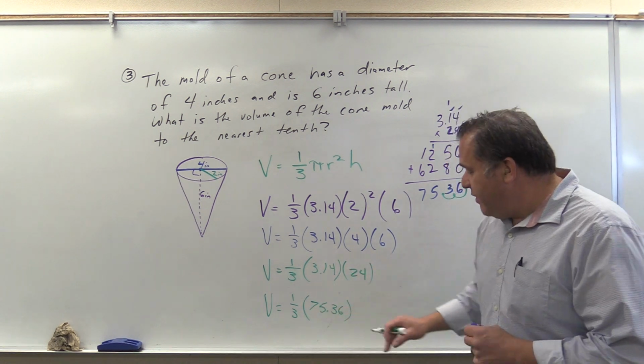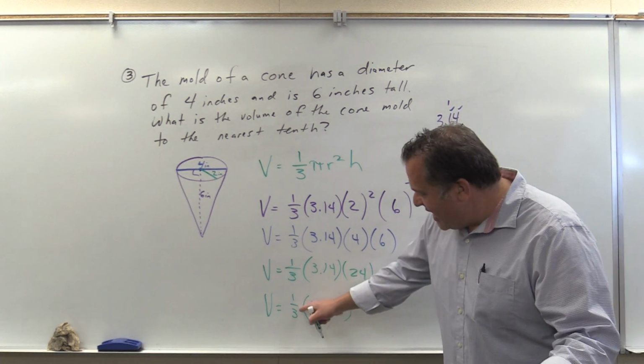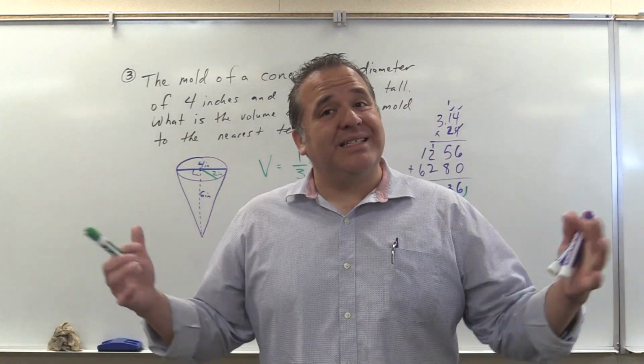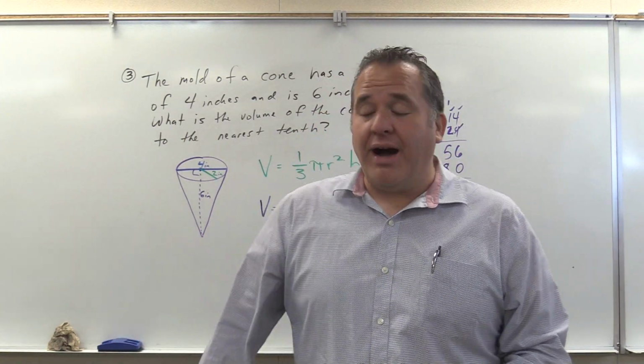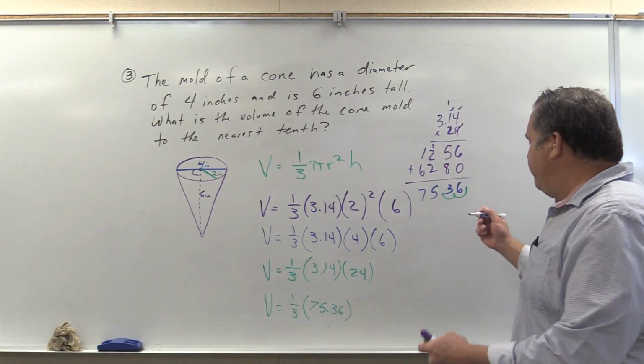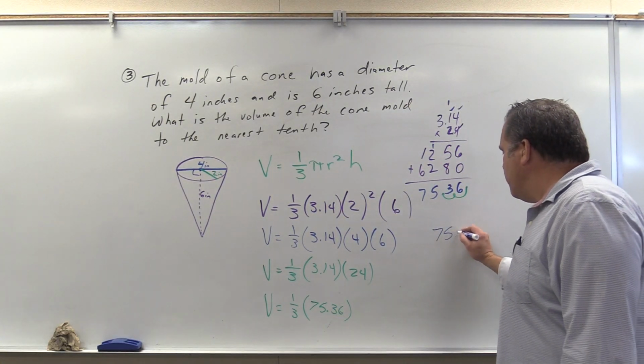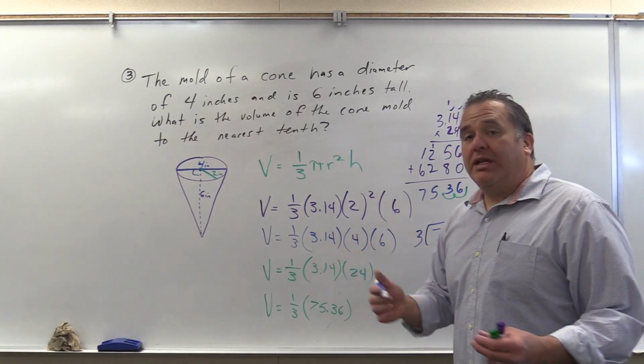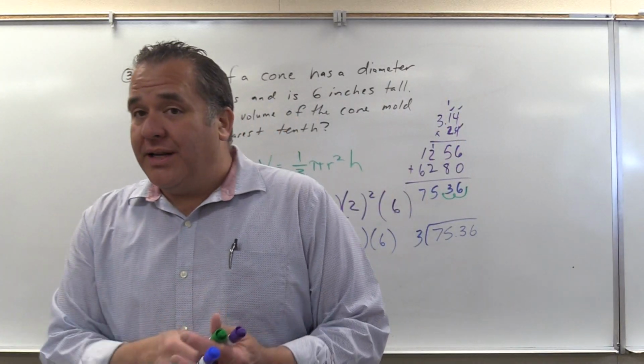Now let me tell you, the best way to do this now is to take this 75.36 and divide it by 3, because when you're multiplying by a fraction, folks, it's really the same thing as dividing. So we're going to divide 75.36 by 3 and see what happens. All right? So let's divide it.